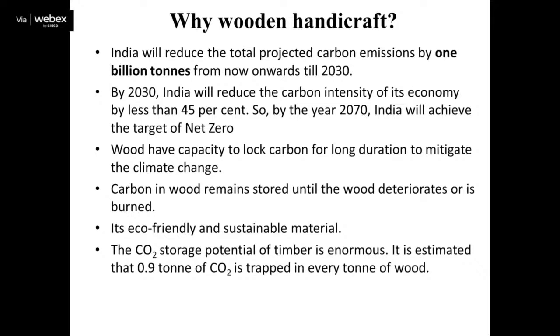There is a target that India will reduce the total projected carbon emission by 1 billion tons from now onwards till 2030. And by 2030, India will reduce the carbon intensity of its economy by less than 40%. So by the year 2070, India will achieve the target of net zero carbon emissions. So how will we achieve it? We will achieve it by forestation, or the plantation.